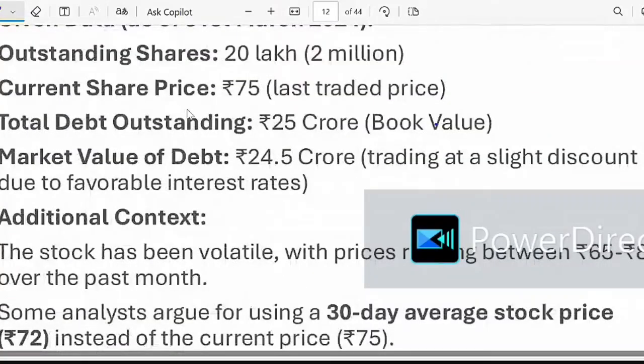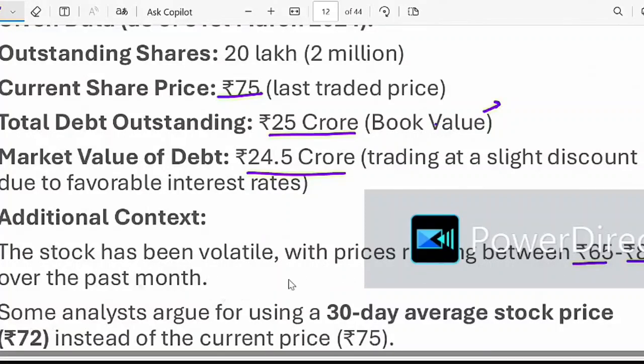Current share price is rupees 75. Total debt outstanding is 25 crore. That is called the book value of the debt. And the market value of debt is 24.5 crore, right? So it is trading at a slight discount due to the favorable interest rate. Also, the stock has been volatile. It bounced between rupees 65 and rupees 85 in the past month.